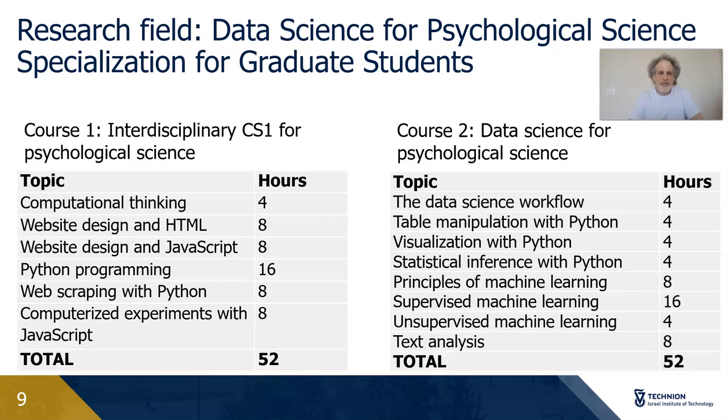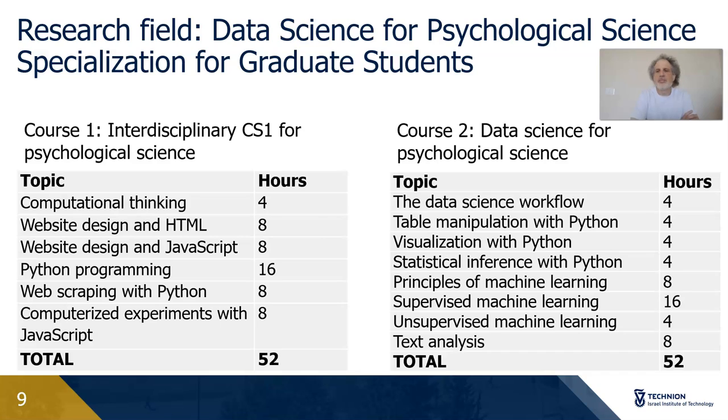On the right part of the slide, you can see the new course that we have designed, and it includes computational thinking, web design and HTML, web design and JavaScript, Python programming, and then web scraping with Python and computerized experiments with JavaScript. This course was a total of 52 hours course given in 1 semester. This course is a part of data science specialization for the graduate psychology students.